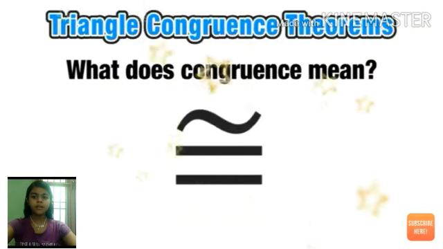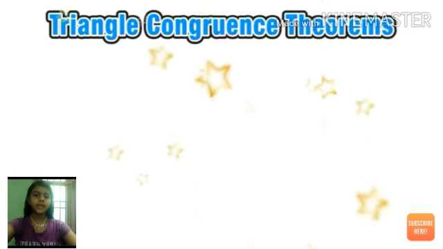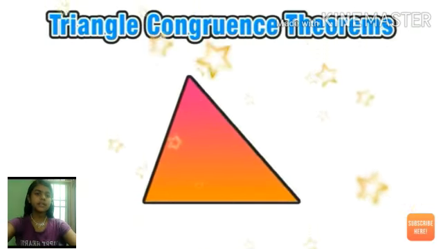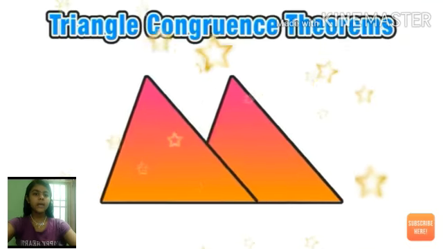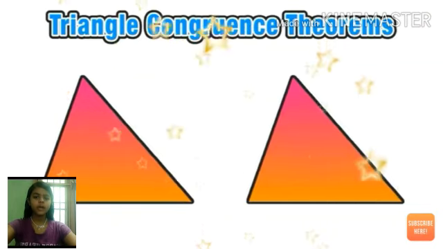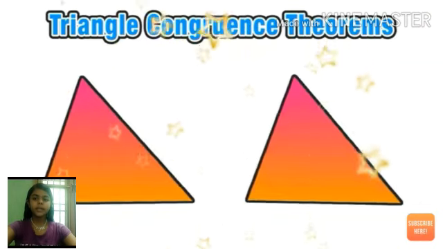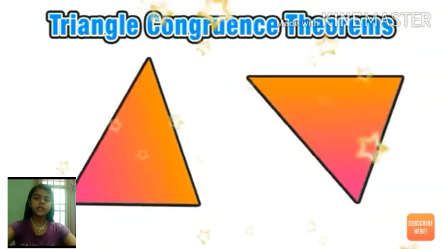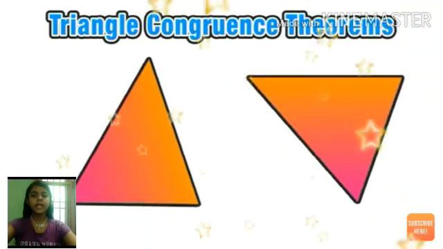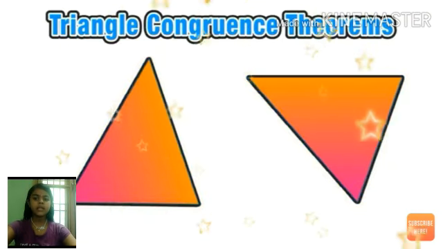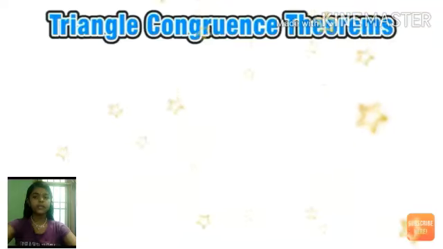Good morning to all. Triangle congruence theorem. What do you mean by congruence? In a figure, let us consider a triangle. This triangle is the same as another triangle. Then it is said to be congruent. It can be moved to any place, but the size and the shape should be the same. If the size and the shape are not the same, then it is not congruent.